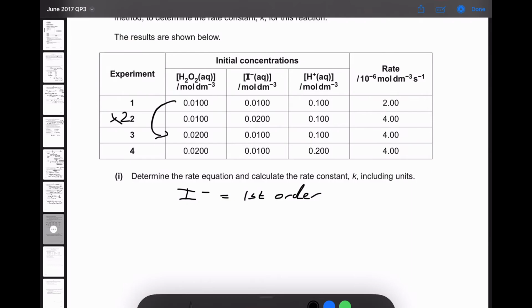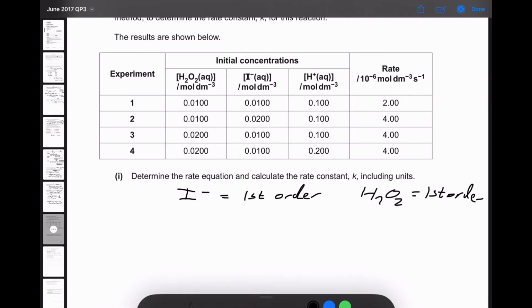What change does it make from the all the way at the top? Well, it times it by 2. So we've doubled the concentration of hydrogen peroxide, we get double the rate, so hydrogen peroxide is also first order. And then finally we get to do our last one, which is our H plus ions.